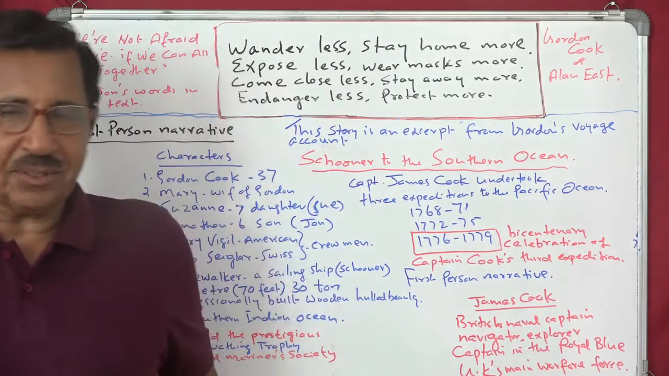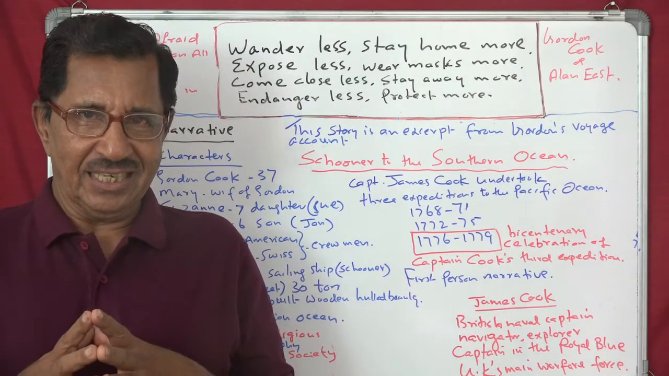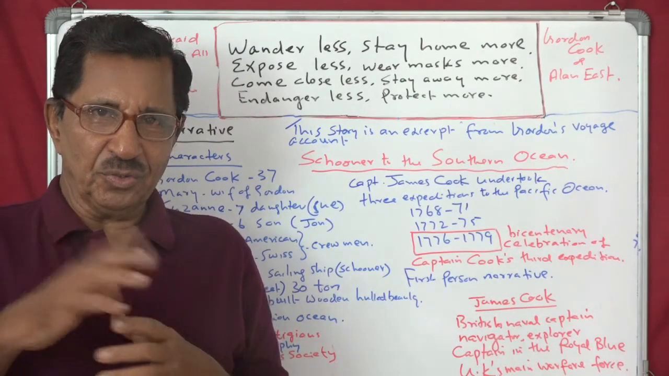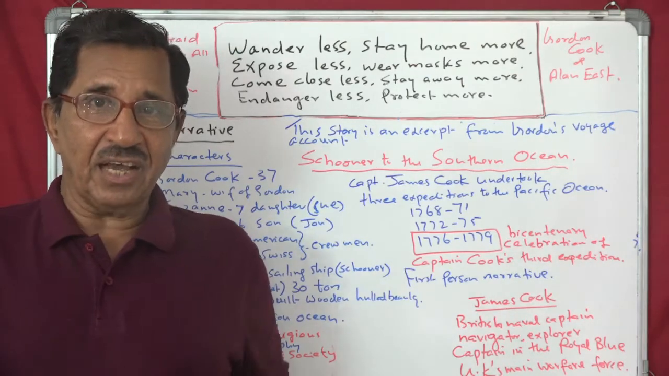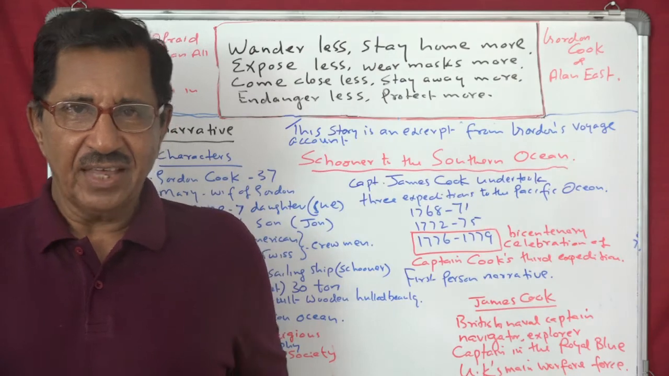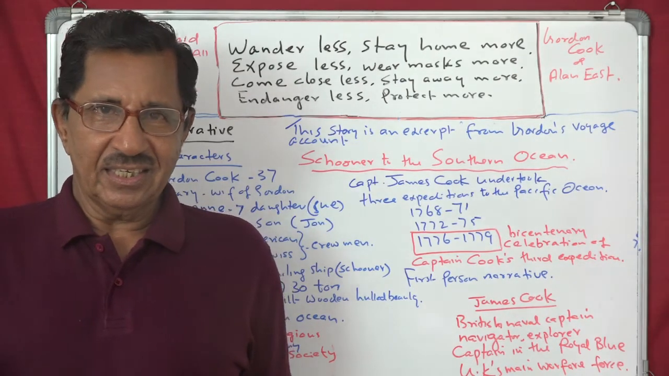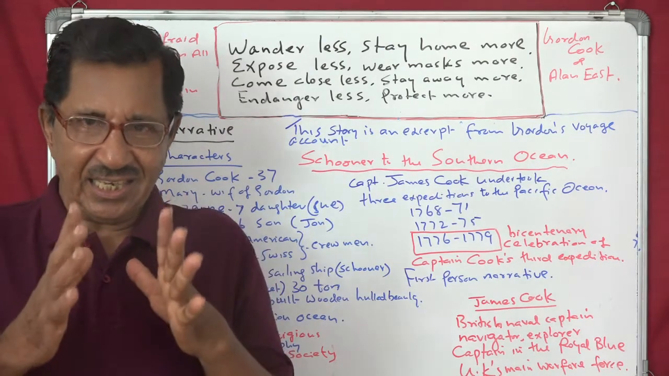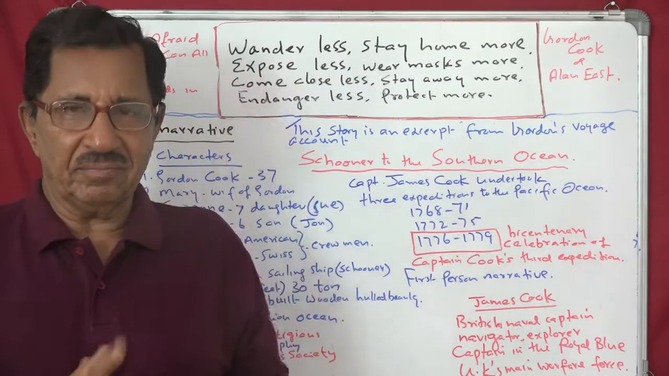A schooner is a sailing ship with 2 or more masts and 2 jibs, one in front and one in the back, aft of the ship. Aft, A-F-T, aft of the ship. And then the sails are parallel to the length of the ship.